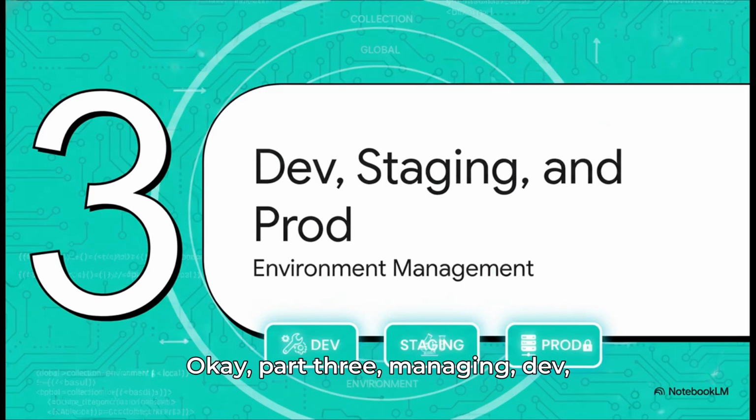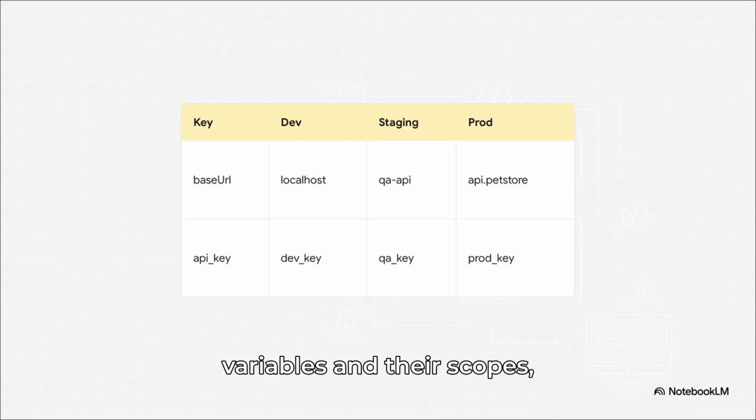Okay, part 3, managing dev, staging, and prod. Now that we've got a handle on variables and their scopes, let's see how environments actually leverage these variables to seamlessly isolate the different stages of your software lifecycle.